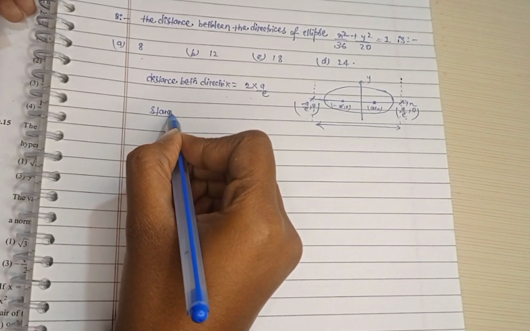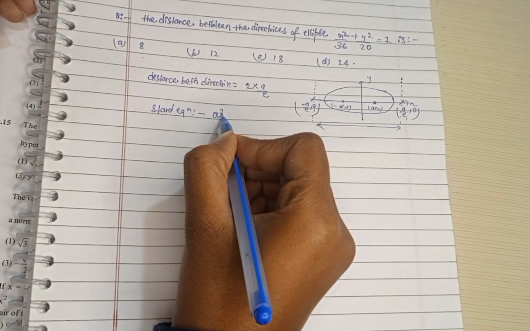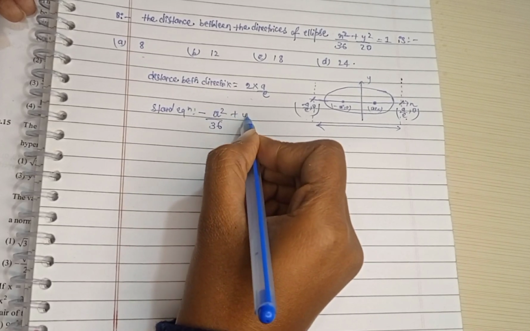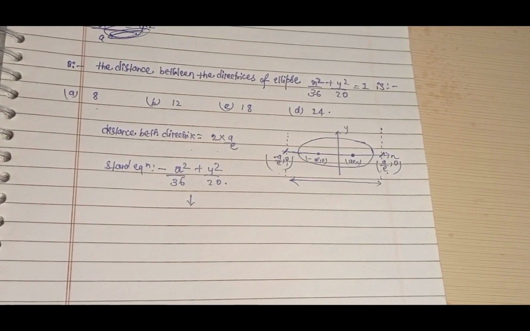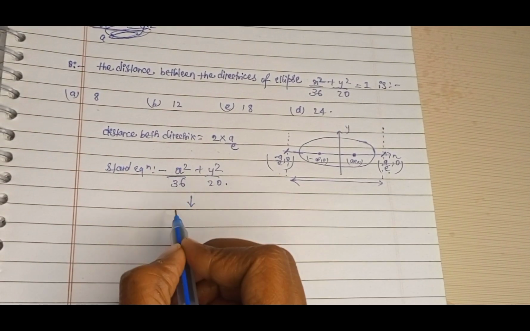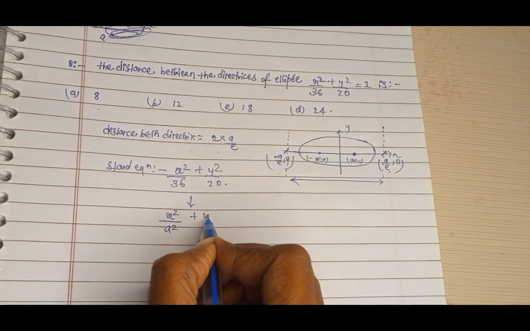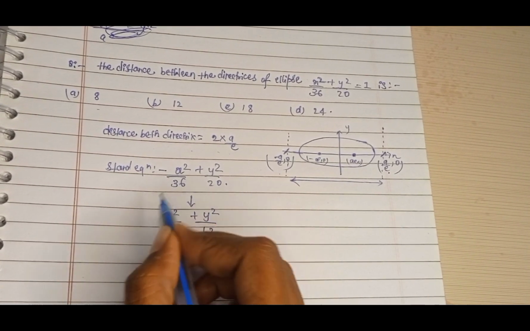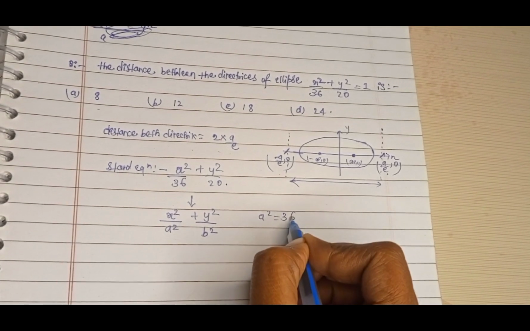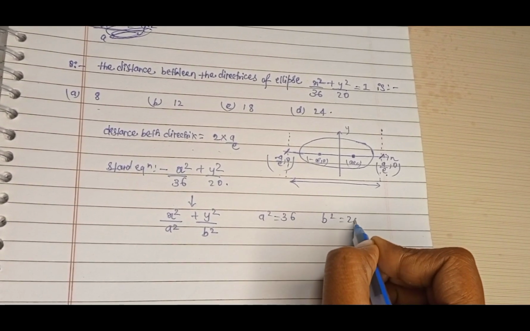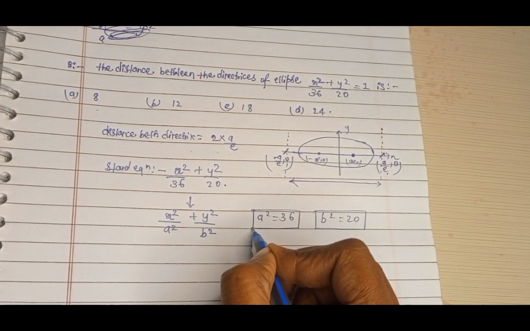Now we have the equation x squared upon 36 plus y squared upon 20. Comparing this with the standard equation of the ellipse, which is x squared upon a squared plus y squared upon b squared, we get a squared equal to 36 and b squared equal to 20. This is the basic thing we get over here.